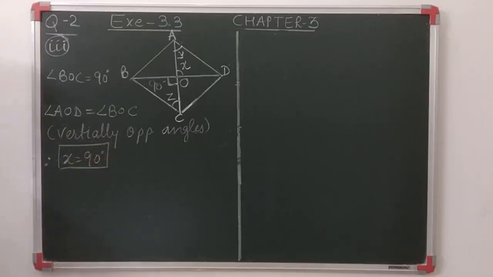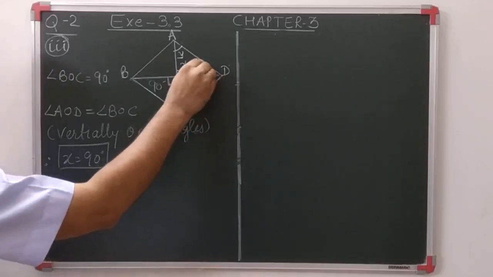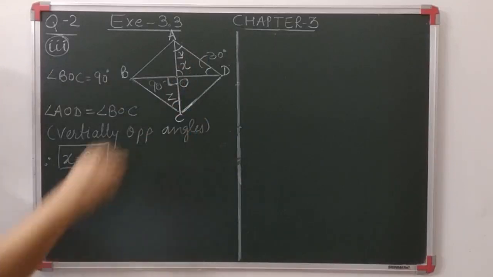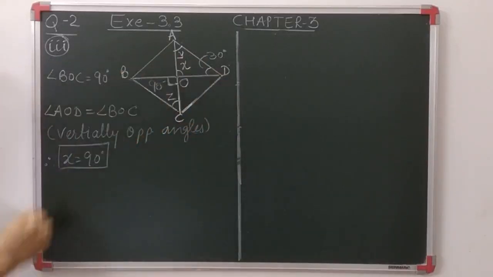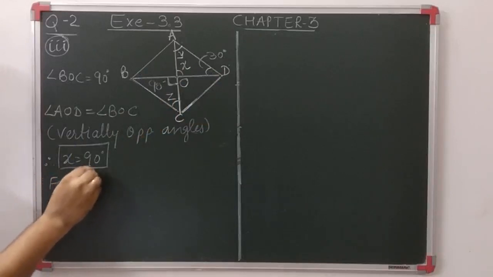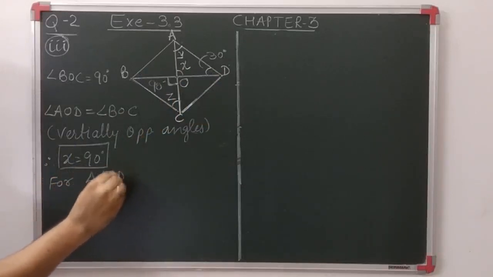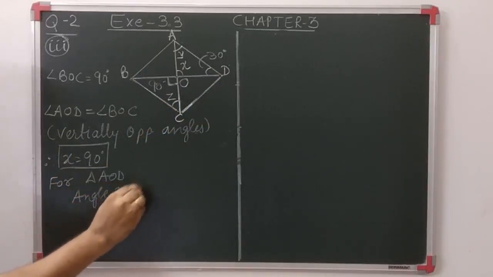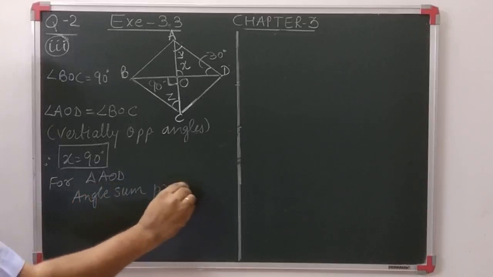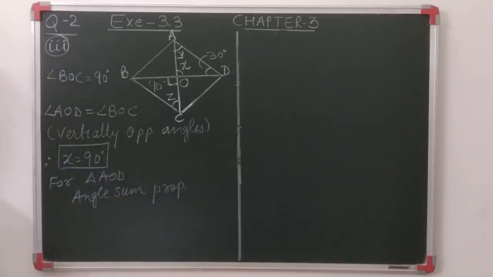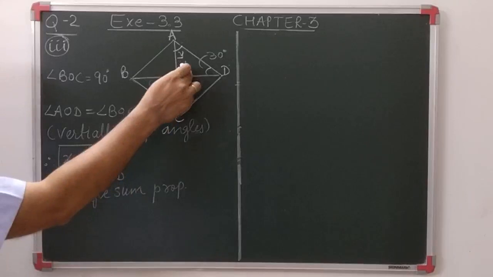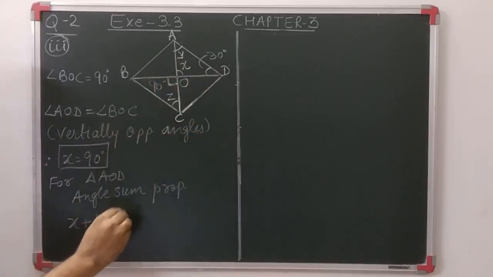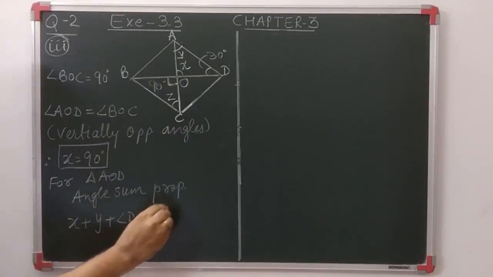Let's go for this Y. As this value they have given in the diagram, that is 30 degree. They have given the D. Now if you observe this, AOD forms a triangle. So for triangle AOD we are talking about. So we use the angle sum property of triangle. We discussed earlier also that sum of all the angles of a triangle is 180 degree. So we can say X plus Y plus angle D, that is 180 degree.